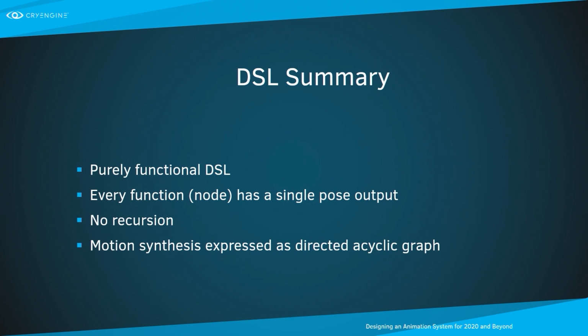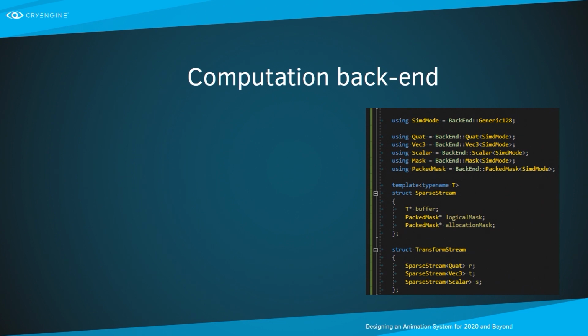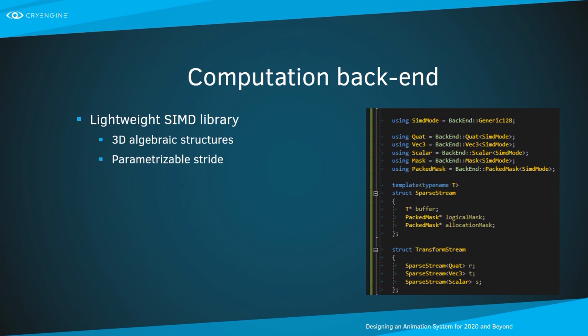This is where the actual nerdy part begins, so I'm sorry for that. Our goal right now is essentially, once we have this DSL, to efficiently compute the output pose, and to do that we introduce a computational backend. So our computational backend consists of a very lightweight SIMD library, which is tailored specifically for 3D algebraic structures. It has a parameterizable stride, which in practice means that we'll be crunching 4 or 8 quads at the same time, depending on the CPU architecture.